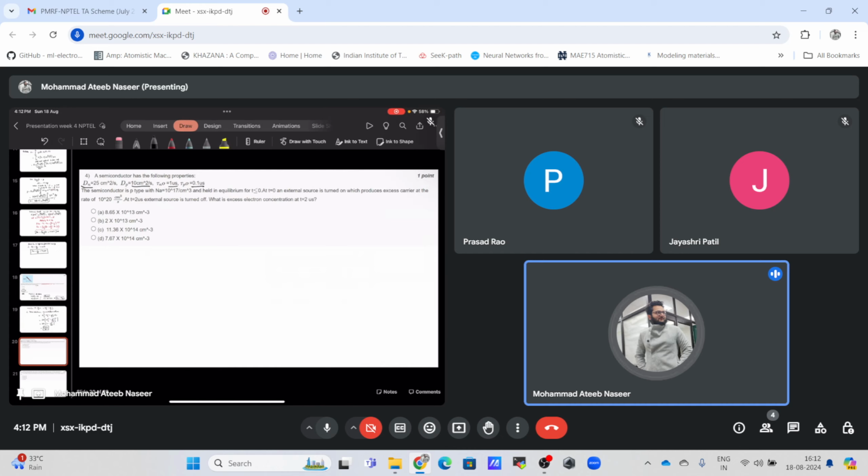The semiconductor is p type with Na, that is acceptor doping, of the power of 10 to the power of 17 per centimeter cube, and it is held in equilibrium for a time less than 0. We start at t equal to 0, and at t equal to 0 an external source is turned on. This external source can be anything, for example a light generator. We are just shining a light on the semiconductor bar, and this produces carriers at the rate of 10 to the power of 20 per centimeter cube per second.